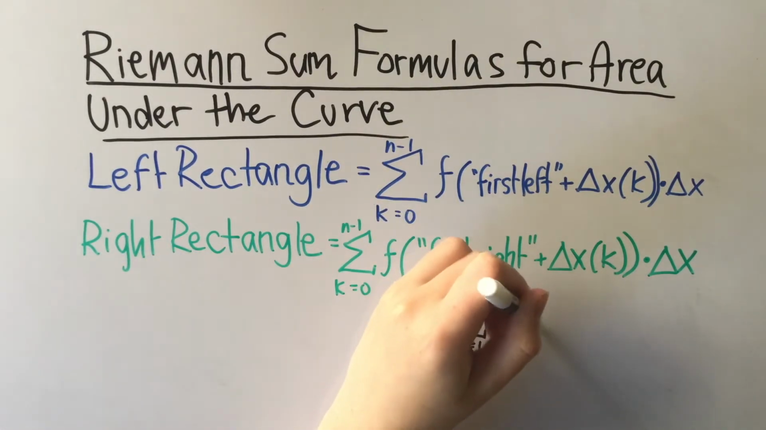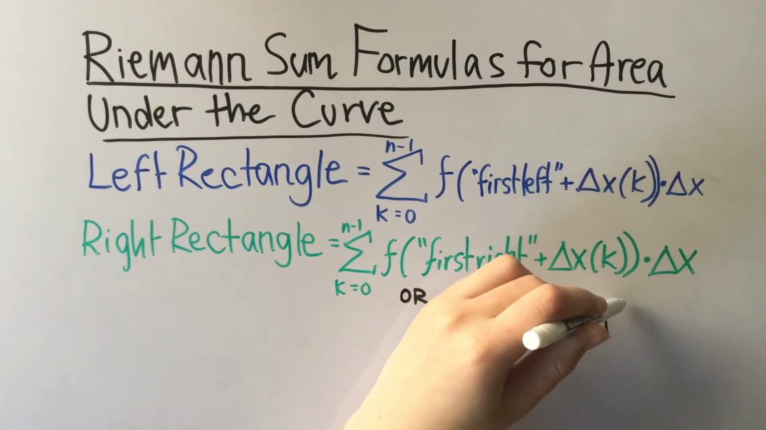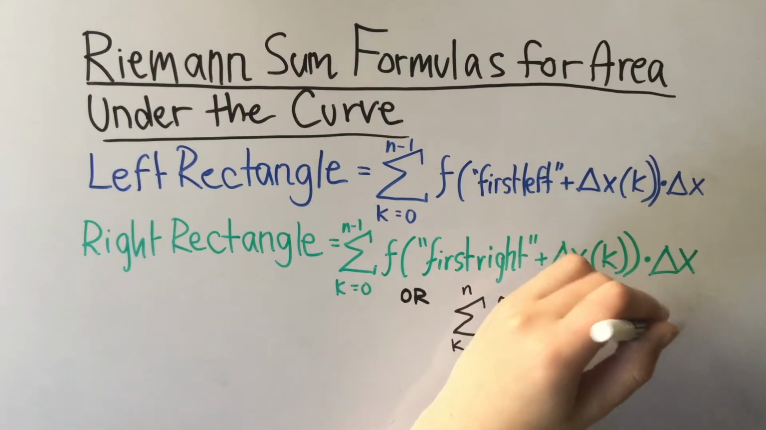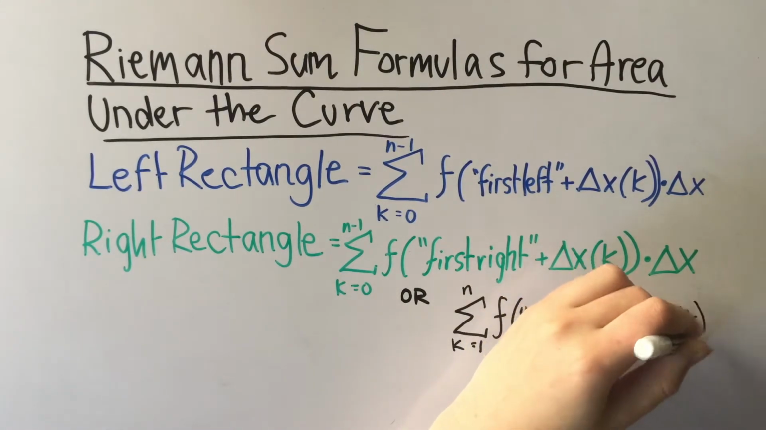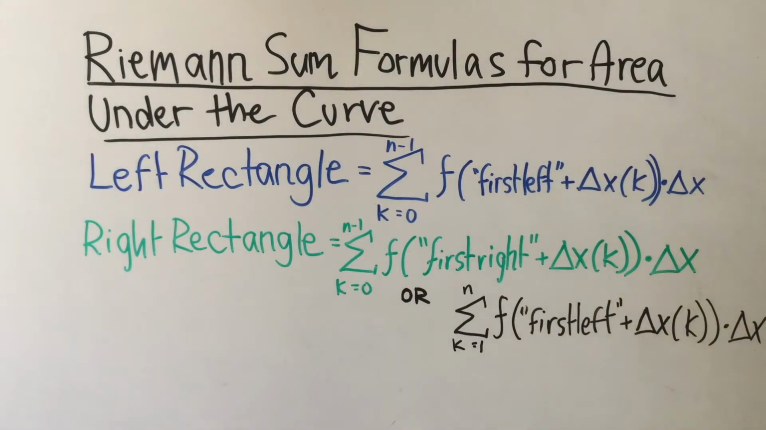So then with this equation, you get to keep that a plus change in x times k on the inside, and that's why I like it, because that doesn't change. The only thing that changes is instead of n minus 1, it's n, and instead of k equals 0, it's k equals 1. Either one will work fine for right rectangle. It's completely a personal preference.